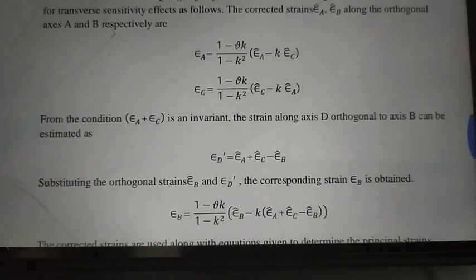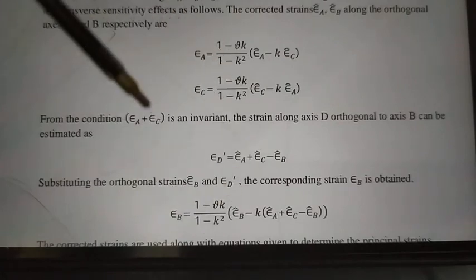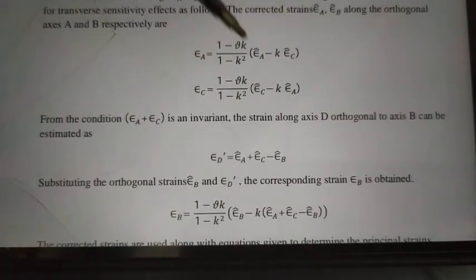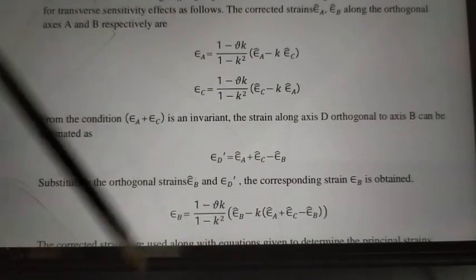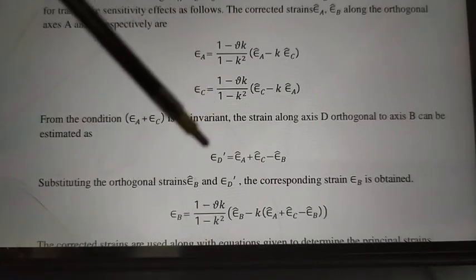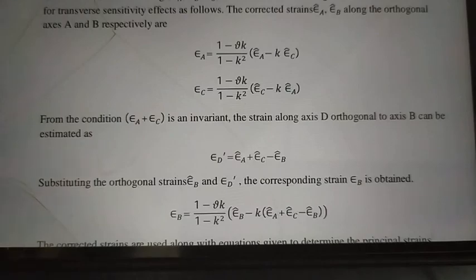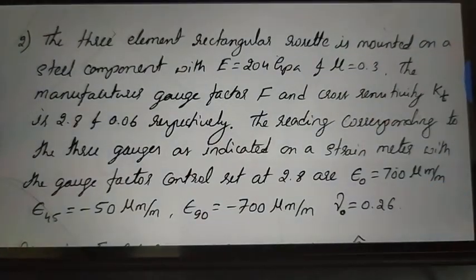Just remember these equations. These are the important equations, epsilon a, epsilon c and epsilon b, whenever transverse sensitivity is considered. The next problem we are going to do depends on these 3 equations. If you remember these 3 equations, you can easily solve those problems. Okay, now we move on to the problem. This is the second problem.